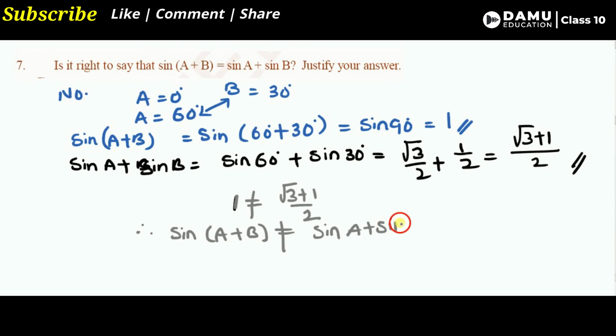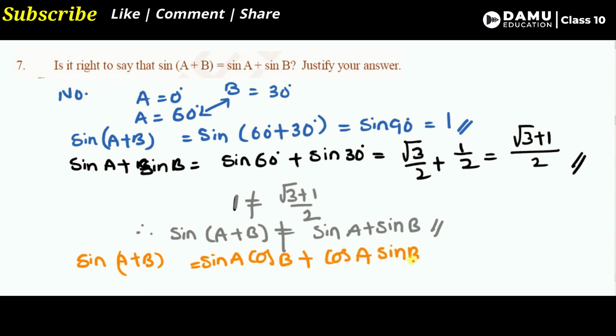So what is the actual formula for this? Sine of A plus B, what is the formula here? The formula is sine of A plus B will be equal to sine A cos B plus cos A sine B. So this is the actual formula.